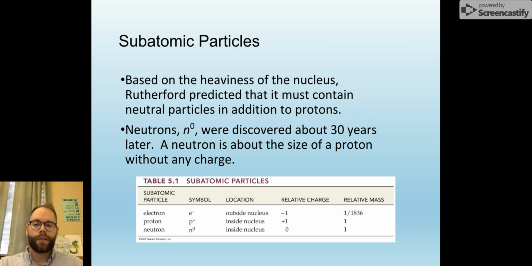30 years later, the neutron was discovered, and it's about the same size as the proton. So it carries the same amount of weight, but has no electric charge. As you see on this table below, the electron, the proton, and the neutron. And I'll go through this part again if we have a little bit of time at the end of the video. So the electron has a -1 charge. One proton has a +1 charge, pro like pros and cons. And then a neutron, like neutral, has no charge.